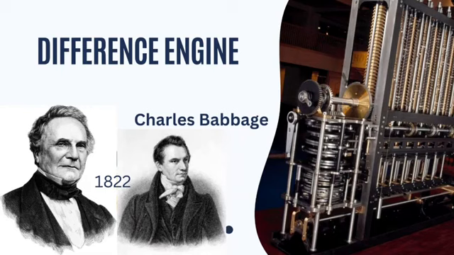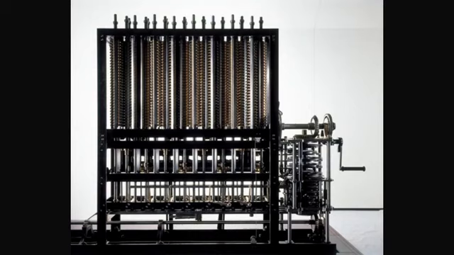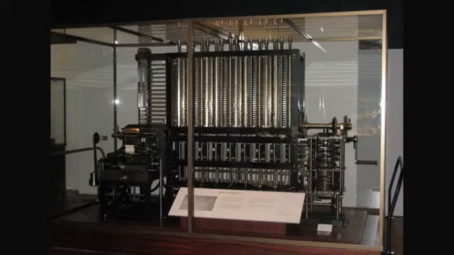Next is the difference engine. The difference engine was invented by our big boss Charles Babbage in the year 1822. Of course, everybody knows that Charles Babbage was an English mathematics professor. It was composed of 25,000 parts, weighed 15 tons, and stood 8 feet high. It is basically used for calculating differential equations.